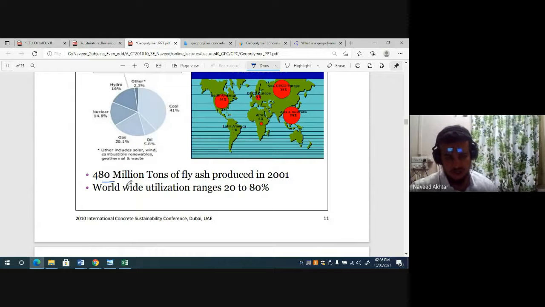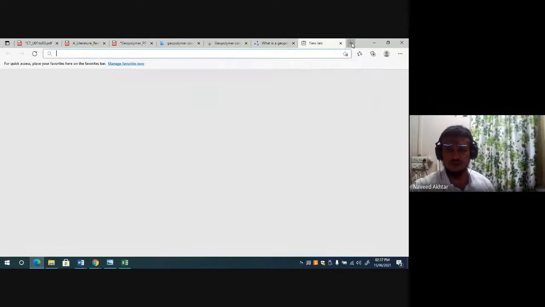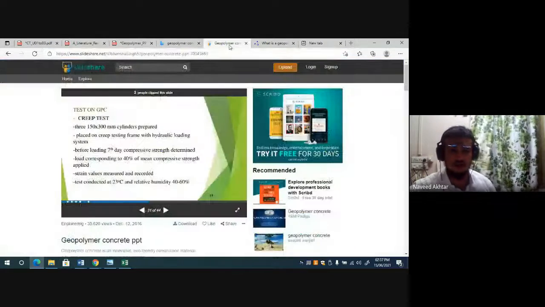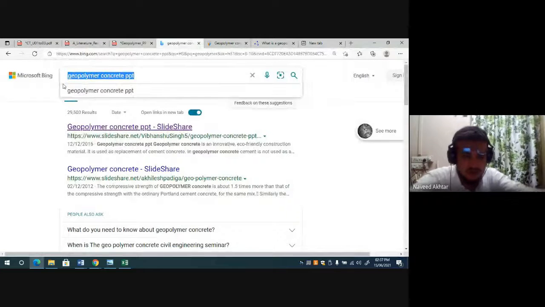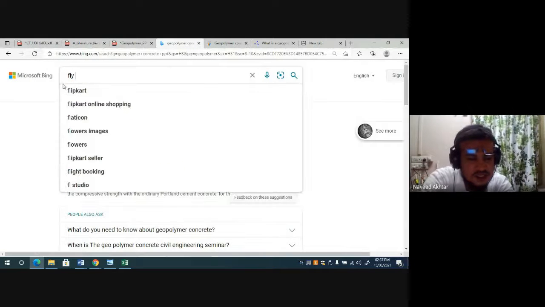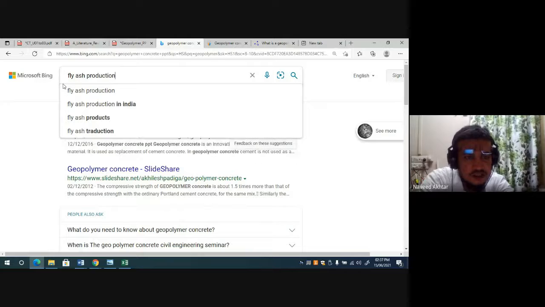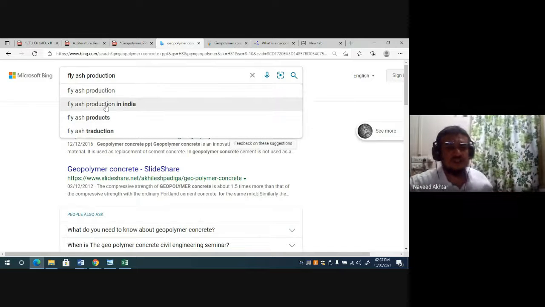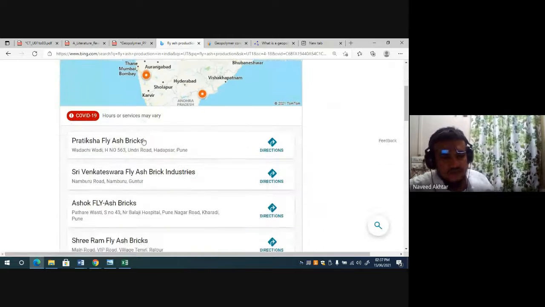So 480 million tons of fly ash were produced in 2001, and nowadays the fly ash production, if you search on the internet, is too high. If you search on the internet, you can see the fly ash production in India.